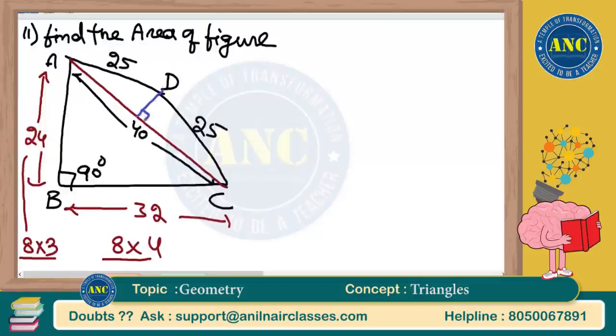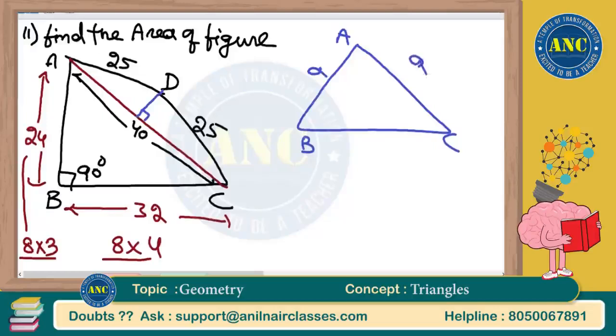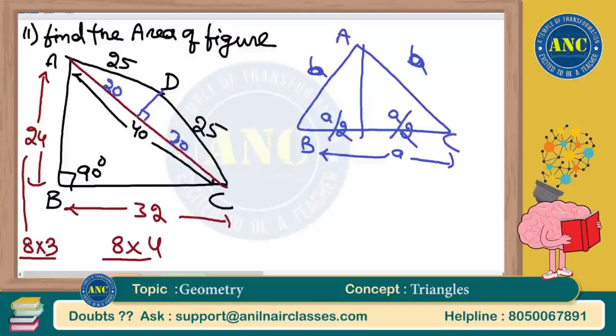Drop a perpendicular. We have already discussed this concept. For an isosceles triangle, if I drop a perpendicular on the unequal side, let me call it A, it will divide the side into two equal parts, A by 2, A by 2. So this 20 and it is 20. So 5 5s are 20, 5 4s are 20, 5 3s are 15.